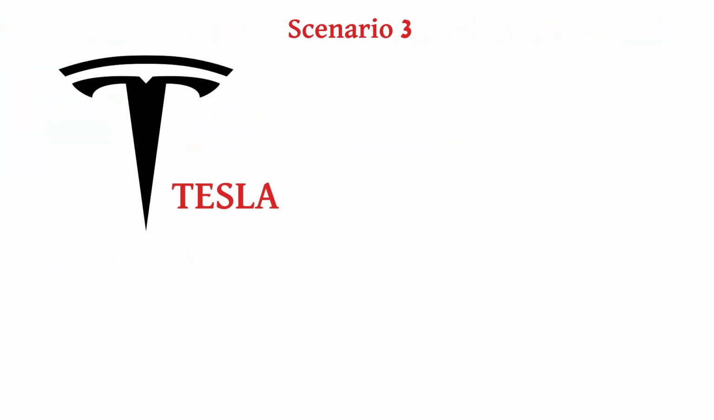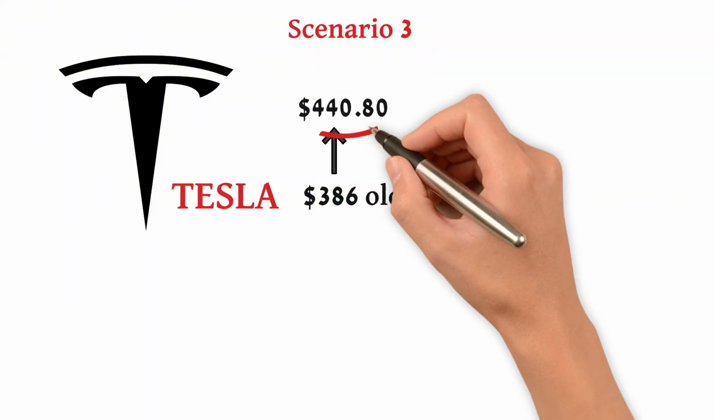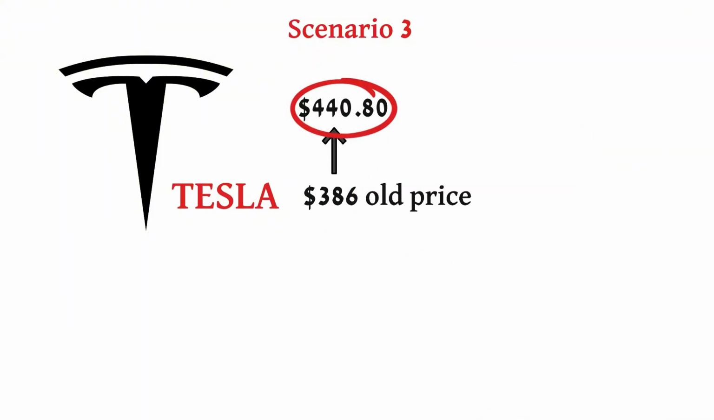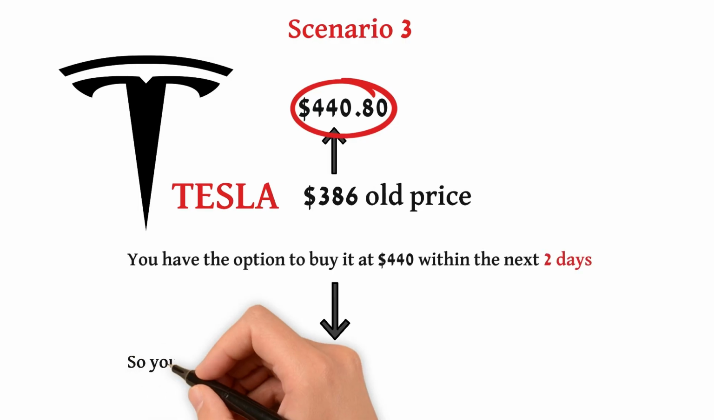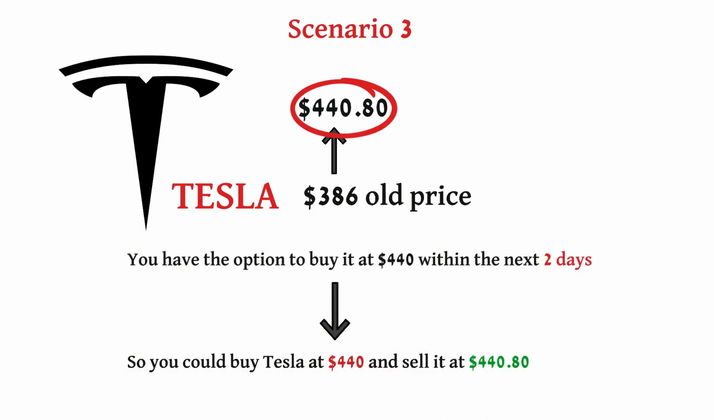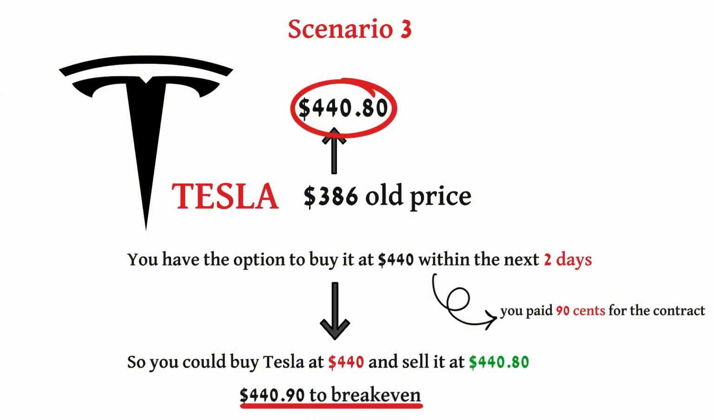Scenario 3. Tesla is at $386 and the stock went up to $440.80 within the 2 days. So you could buy Tesla at $440 and sell it at $440.80. It is a gain of 80 cents. However, you still lose money. Remember, you paid 90 cents for the contract. So the true cost of the contract is actually $440.90, and you sold the stock at $440.80. In this case, you lose 10 cents per share.